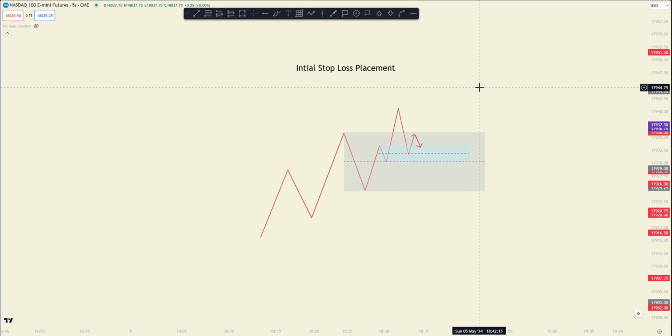Okay, so here is our initial stop loss placement, which is going to be the most important part of this video. Initial stop loss placement is very, very simple. It's just going to come down to I need to cover the entire zone that I'm trading from. Now, there's going to be zones within zones. If you remember back to video 2, zones within zones.